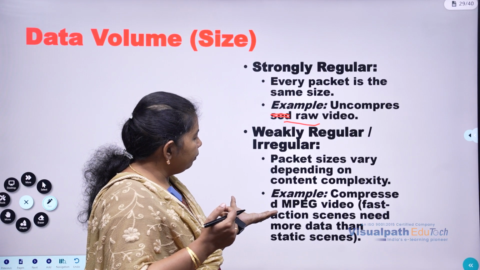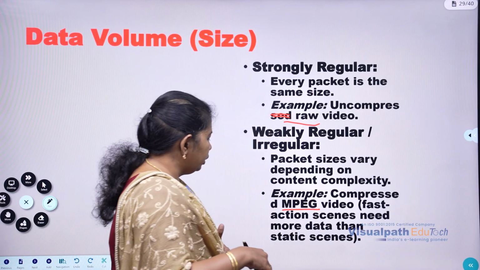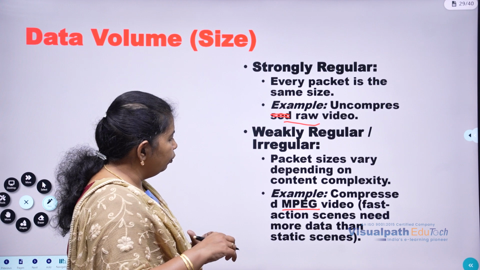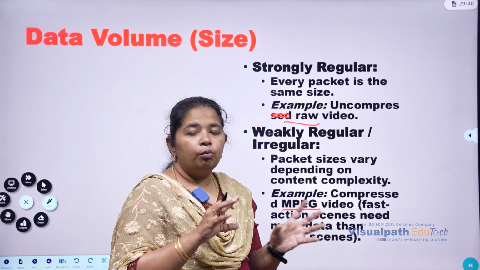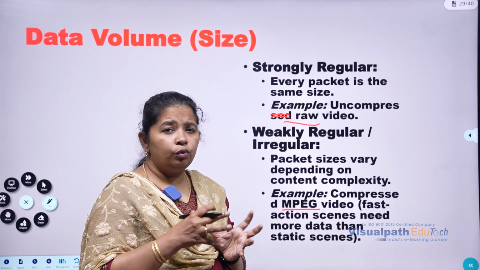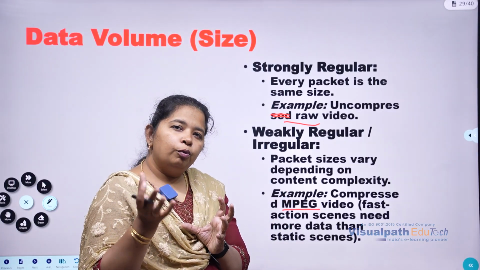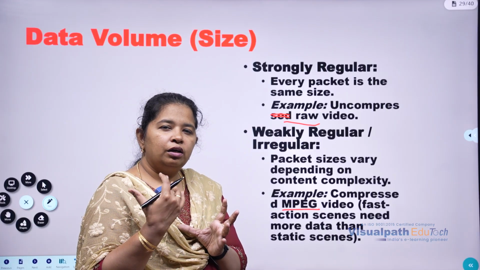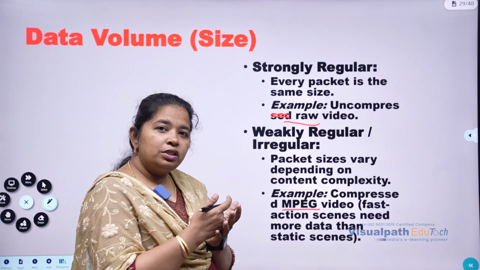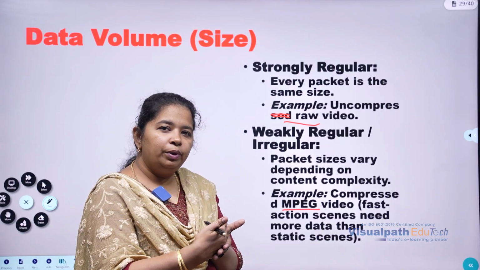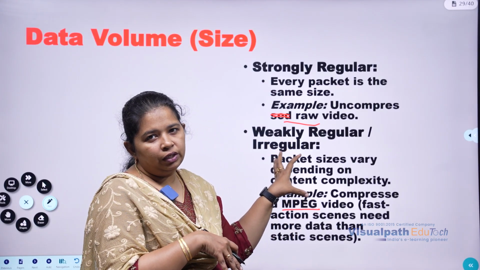And compressed MPEG videos. MPEG is a format of the video, right? Fast action scenes need more data than static scenes. Action scenes have more movement in the picture. In normal scenes, people come, stand, and talk, so there is not much movement. But acting, dancing and fighting scenes involve more activity. Obviously when more activities are involved, there will be more data and more packets.